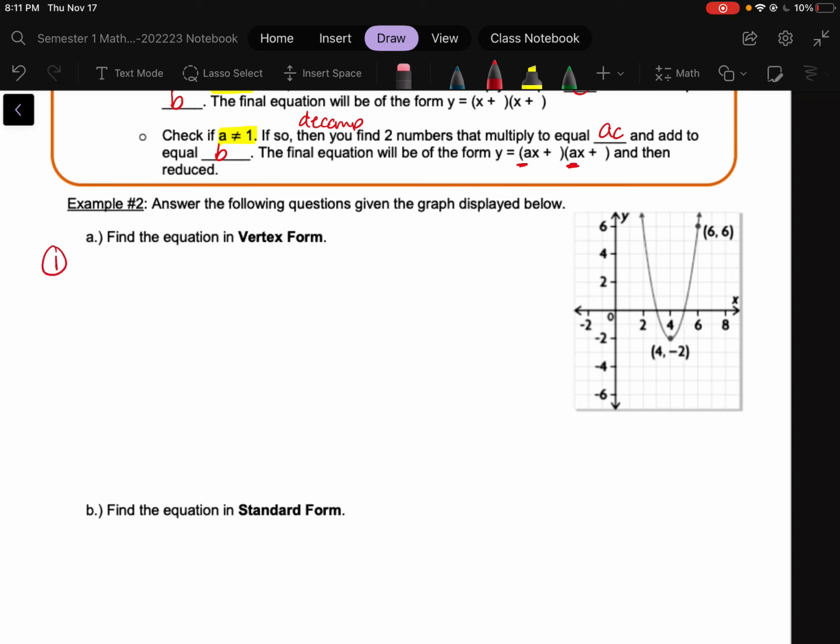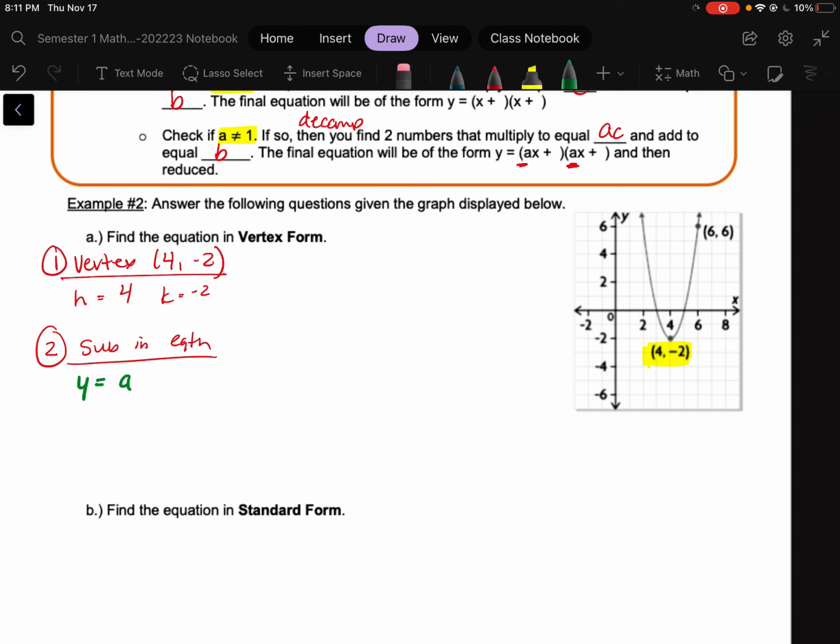Looking at the graph, the first thing we can notice is the vertex. The vertex here is (4, -2) because it says that over here, 4 and -2. So therefore, what can we determine? We can determine our h and our k values are going to be 4 and -2. Our next step, which we did above, is sub in equation.